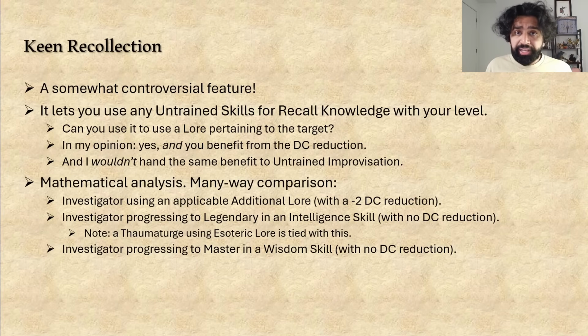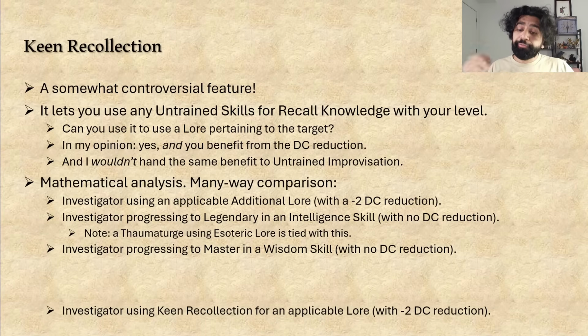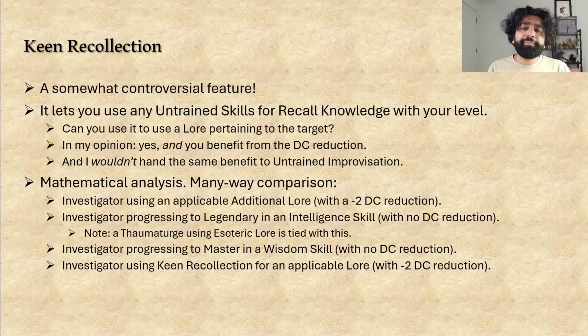The next 3 cases will be the keen recollection ones, and they will all have identical bonuses. The only thing that changes is the DC reduction. So the bonus for a keen recollection investigator will be intelligence, which, as said, is being maxed out, and then the brooch of inspiration bonus, the item bonus, and of course the investigator's level itself, with no additional bonus on top of that. The first keen recollection case will be if you're allowed to use an applicable lore.